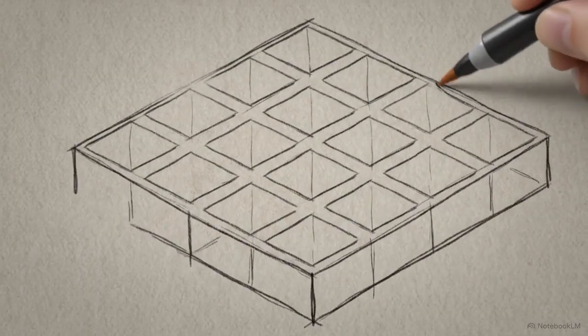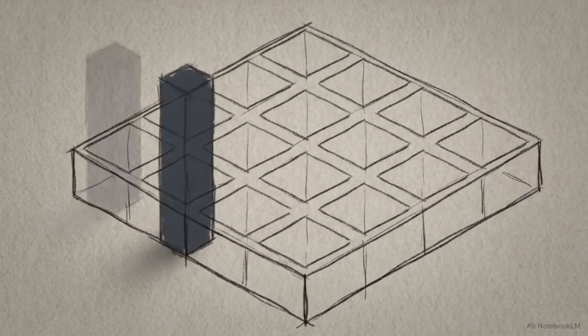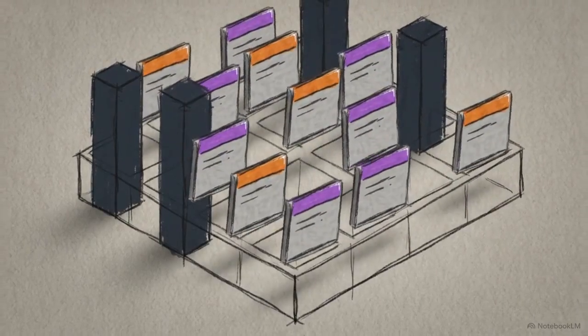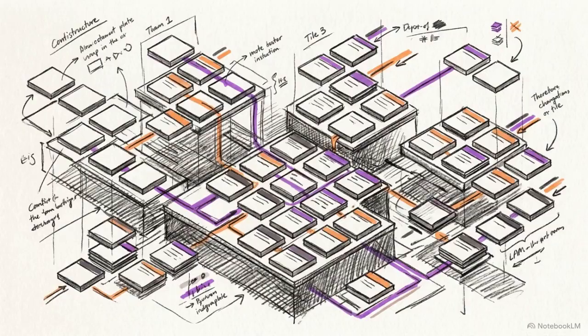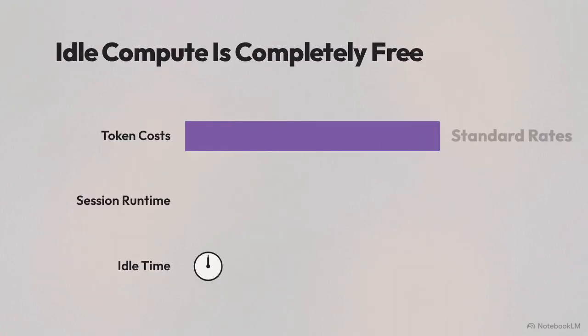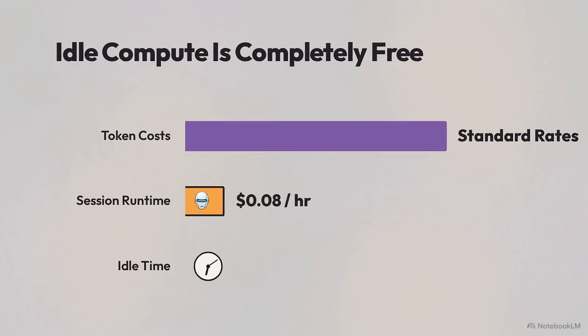The session is where our static rules become a dynamic workflow. The agent evaluates the results it gets back and decides its next move autonomously. Looking at this organizational grid, the result of our pipeline is a fully populated project board. The agent synthesized the search data, formatted the markdown, and linked the original sources, all without human intervention. To run this infrastructure, you pay the standard token costs plus a session runtime rate of about 8 cents per hour, and idle time is completely free.